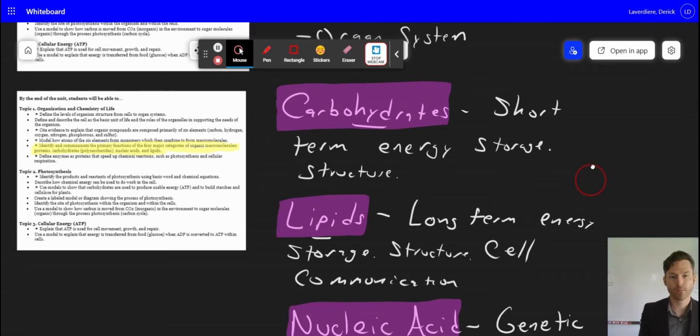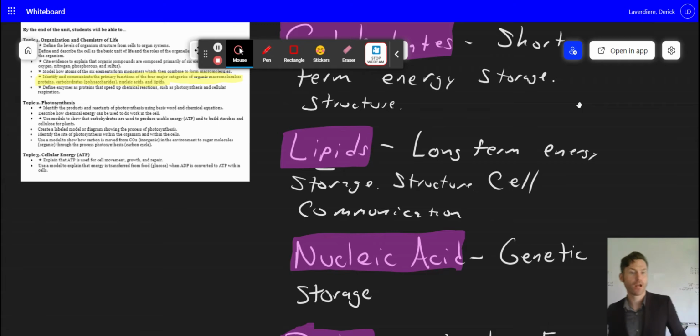Right? Then we move on to lipids. The function of lipids is long-term energy storage. So lipids are longer molecules than our carbohydrates, so they hold more energy, but it takes more time to break them down and release that energy.